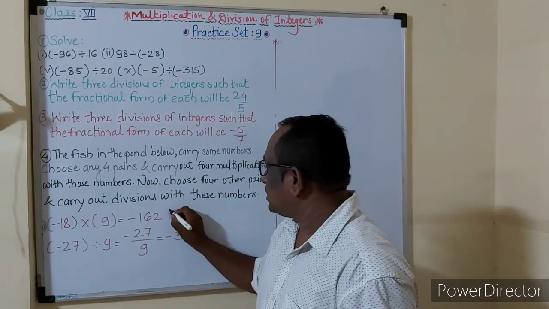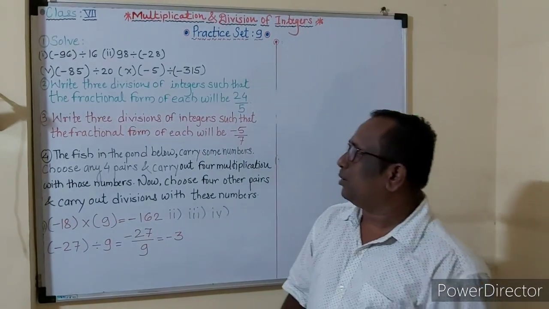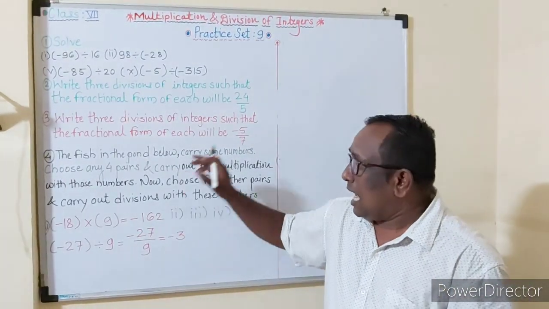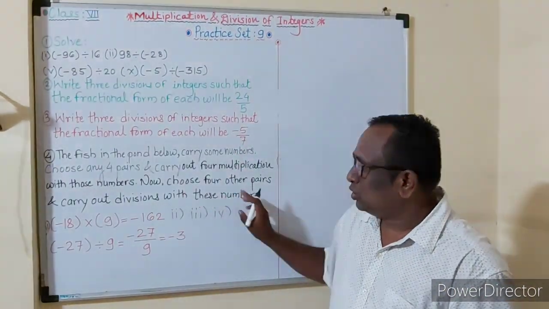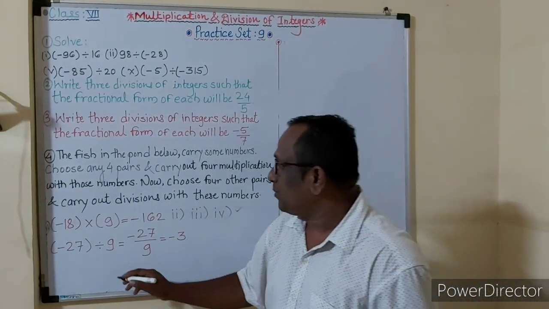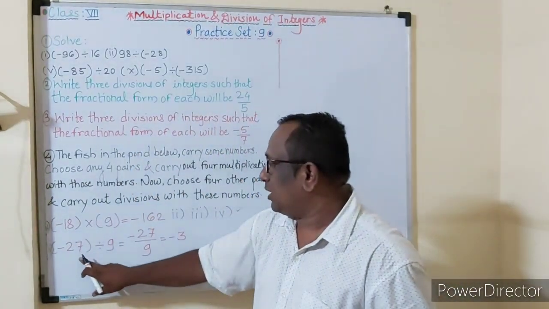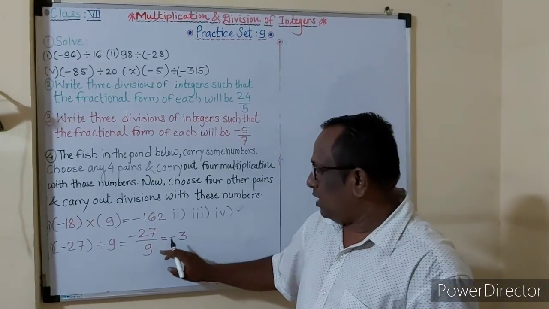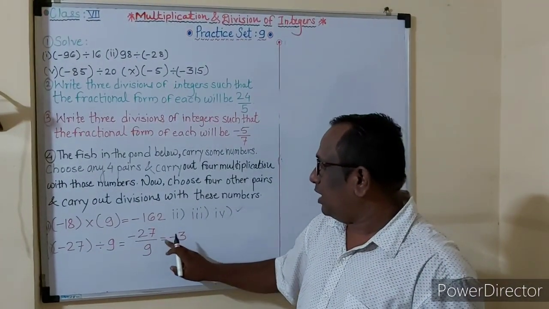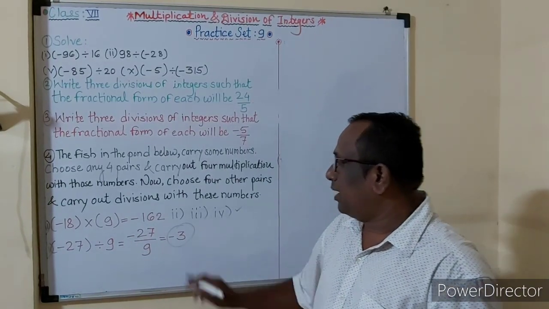They said like this, you have to solve more examples, 4 examples. So you have to choose the pairs of numbers, write the examples and solve them. This is multiplication. Now division. So this is the first example of division. I choose minus 27 divided by 9. Here 9 directly divides 27. So 9 3s are 27, and this has a minus sign, so our answer is also minus, so minus 3.